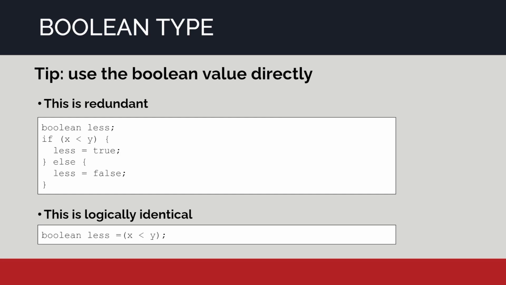So it's logically identical to just combine this into one line where we assign the Boolean variable with the actual thing that we have in our if statement, or the test that's in our if statement. It's the exact same code. It's just that we've reduced it from 1, 2, 3, 4, 5, 6 lines to one line.